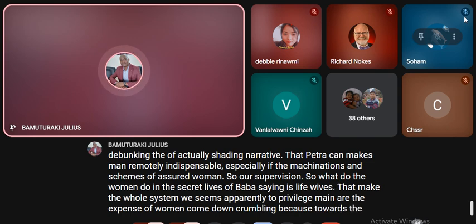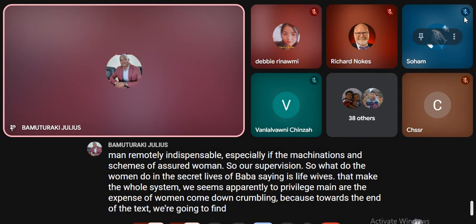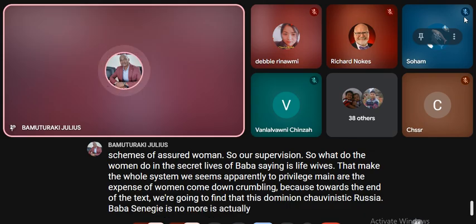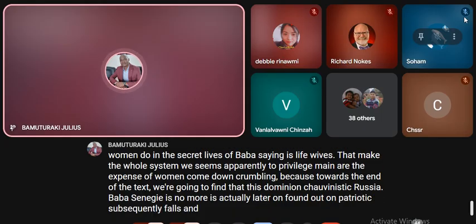Because towards the end of the text, we're going to find that this domineering, chauvinistic, flashy Baba Segi is no more, is actually found out later on, and patriarchy subsequently falls. And that's, I think, what I'm going to illustrate here.